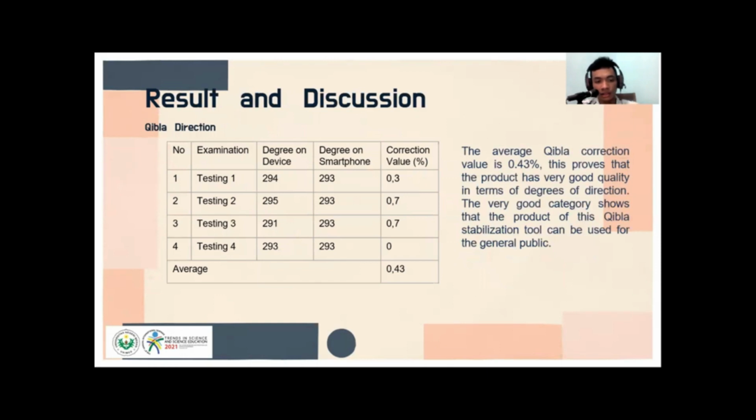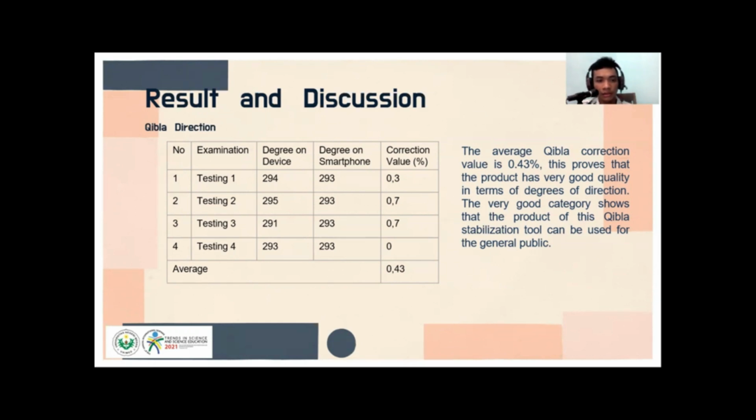The next is research and discussion. The first result is Qibla correction. The Qibla correction test is a tool test that is carried out to determine the magnitude of the tool's uncertainty value of the Qibla direction. The Qibla correction test is carried out by taking the value of the degree correction on the LCD screen and comparing it with the degree found in the smartphone application. Examination of the device is carried out with 5 test routes. The test results of the tool are shown in the table.